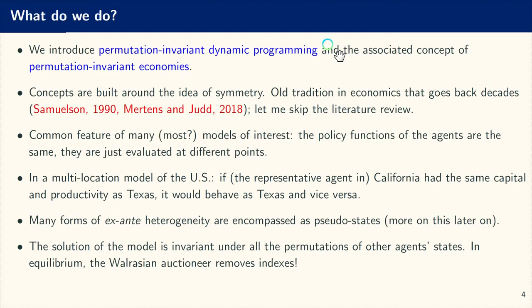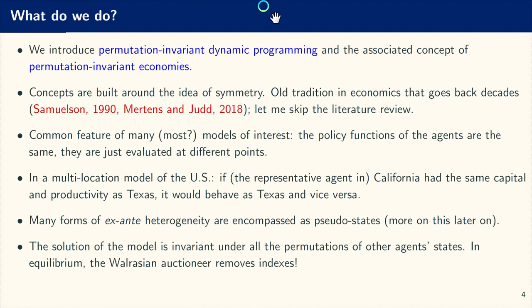So what to do? We are going to try to address this challenge by introducing the notion of permutation invariant dynamic programming and the associated concept of permutation invariant economies. These concepts are built around the idea of symmetry, which is an old tradition in economics that goes back decades. We mentioned over there 2 classic contributions by Samuelson in 1990 and Mertens and Judd in 2018. However, in the interest of keeping this video relatively short, let me skip the literature review.